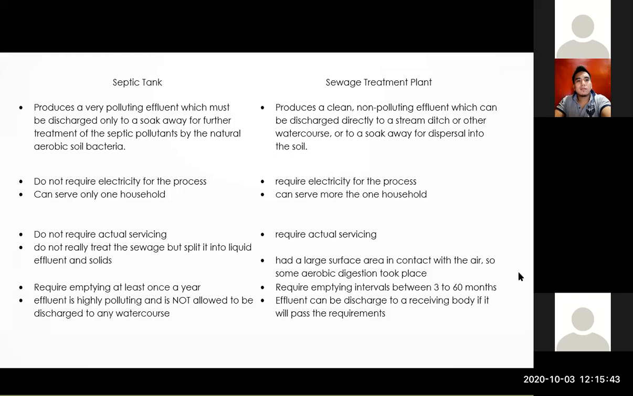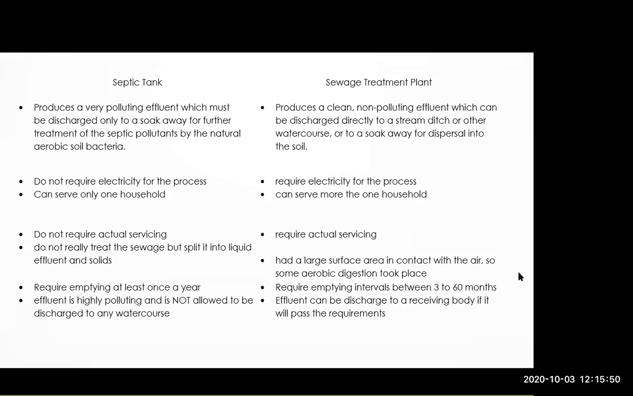Okay, it's 12:15. We can now start with the lecture again. So I think I've stopped with the sewage treatment plant.